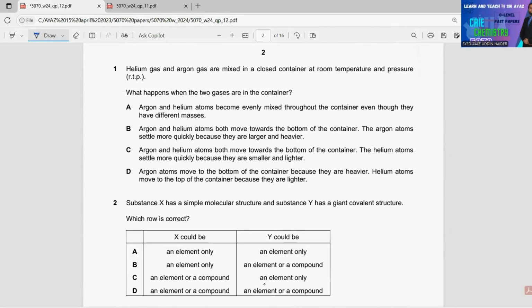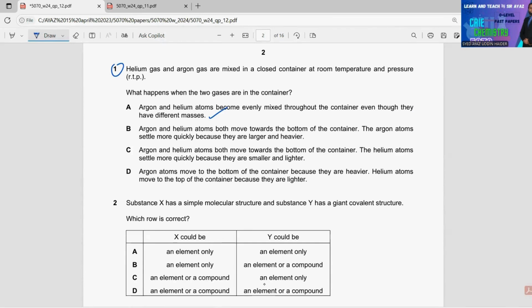Here's question number 1. Helium gas and argon gas are mixed in a closed container at room temperature and pressure, that is RTP. What happens when the two gases are in the container? A: argon and helium atoms become evenly mixed throughout the container, even though they have different masses. This looks correct to me. For your convenience, I'm reading the other statements also.